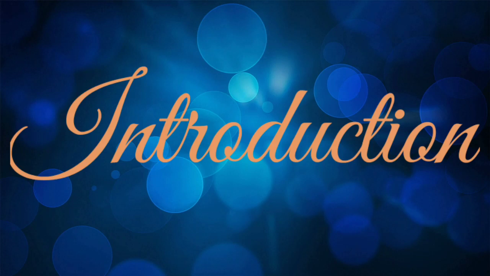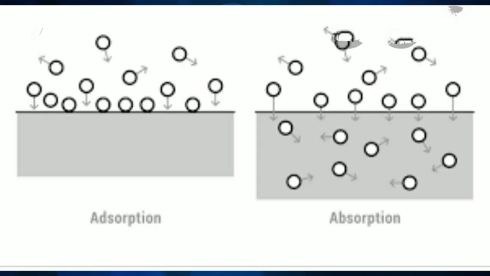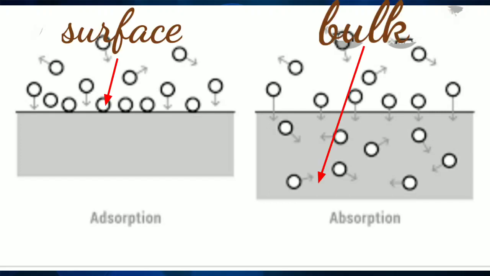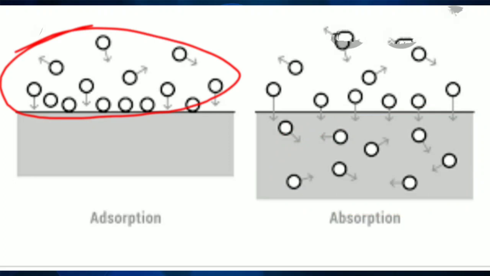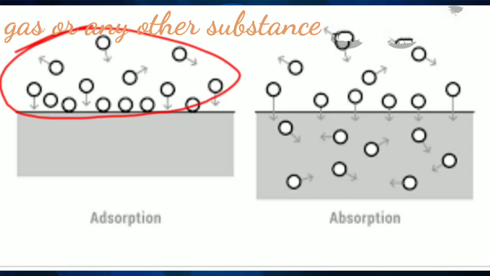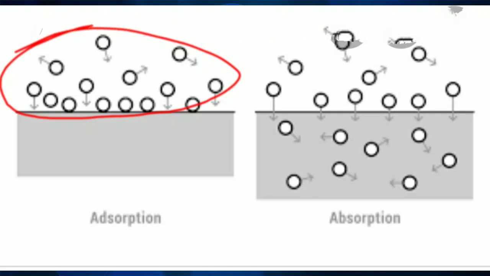Before starting this chapter, I would like to give you some brief introduction about the chapter. Students, we know that properties of substances are different at the surfaces and in the bulk because the molecules present in the bulk are equally attracted in all directions, having net force 0. But the molecules present at the surface experience attraction unequally. Due to unbalanced forces, these molecules present at the surface tend to take up molecules of a gas or any other substance in order to release the surface tension which they are experiencing.